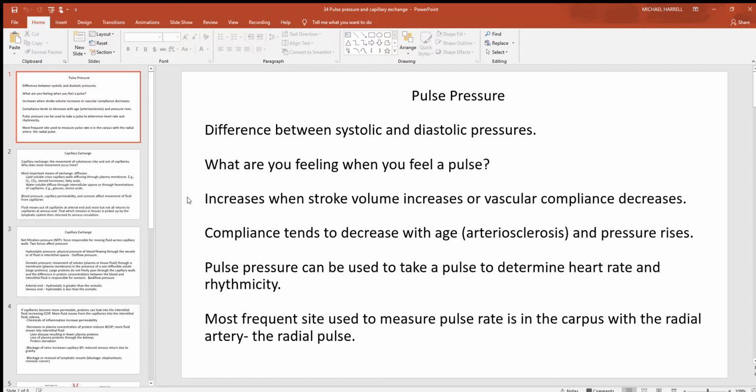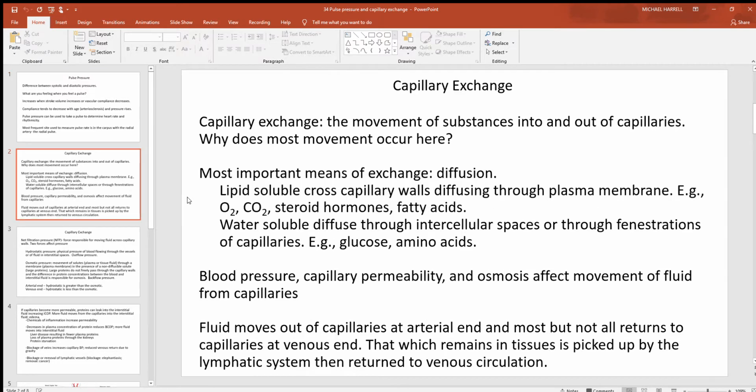Looking at pulse pressure, you can do this to determine somebody's heart rate, right? Often it's monitored for, say, maybe like 20 seconds. You multiply the number by 3. Of course, there are different ways that you could do it. Most frequent place, again, is that radial artery. That's one of those arteries that's relatively close to the surface. You could also use the carotid in the neck. Be a very good place to do it too.